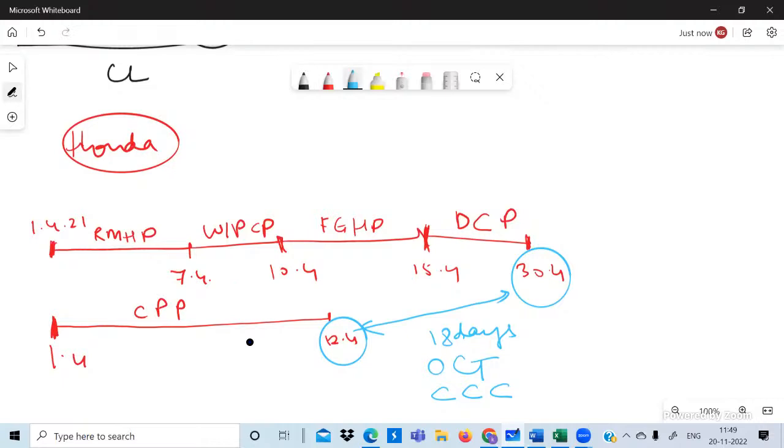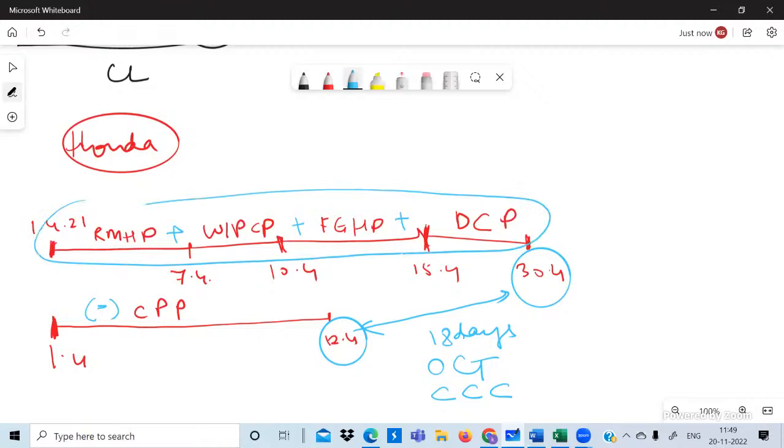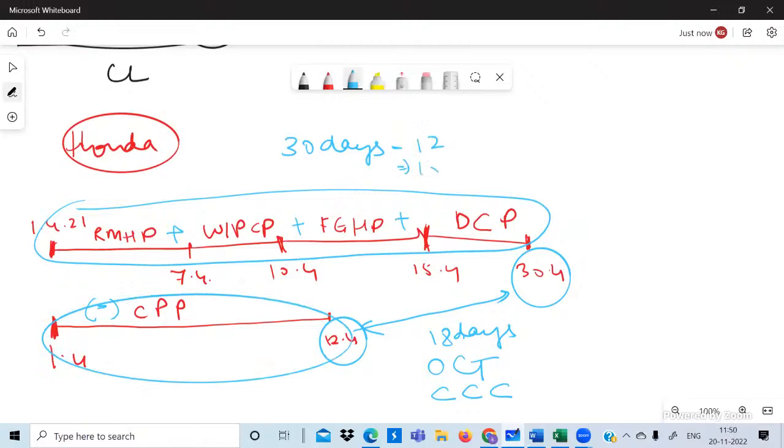So how do I calculate my operating cycle time or my cash conversion cycle? My operating cycle time or cash conversion cycle is nothing but raw material holding period plus WIP conversion period plus finished goods holding period plus debtors collection period minus creditors payment period, which means I'll take this time frame, which is 30 days. I'll deduct this time frame of 12 days and I'll get 18 days of operating cycle time or cash conversion cycle.